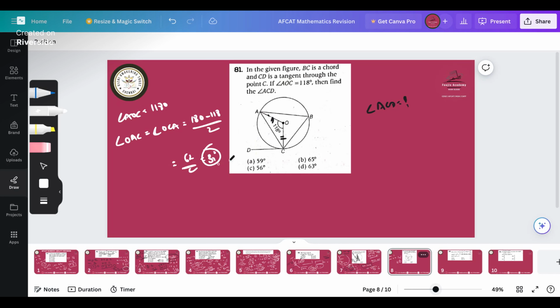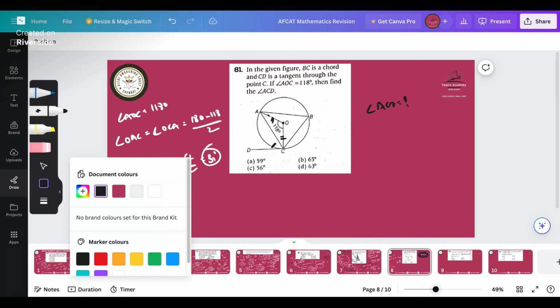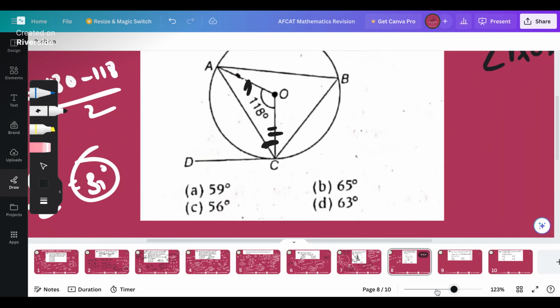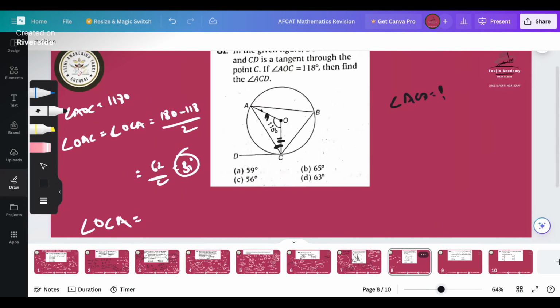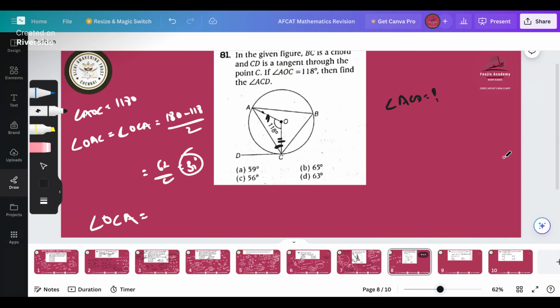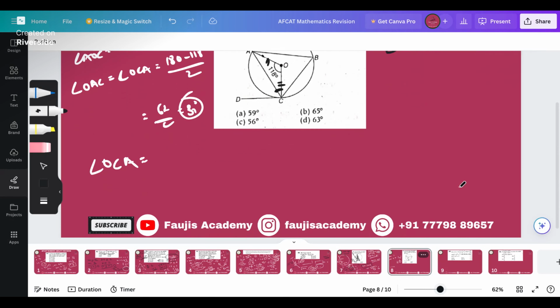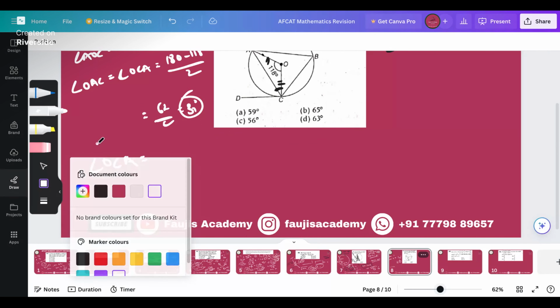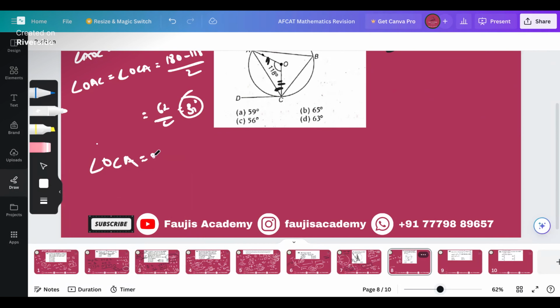Okay, basically your angle OCA. Write it down. Trace the path. OCA. Okay. We are talking about this exact angle. Let me zoom it in for you. So in that case, ladies and gentlemen, angle OCA is equal to 31 degree. We have already found that out.